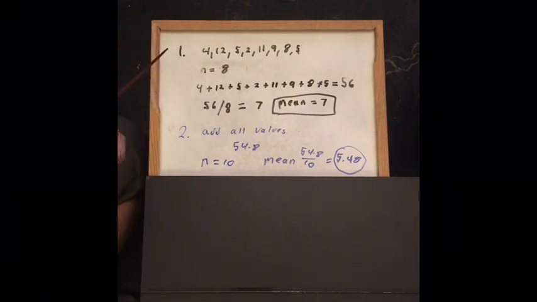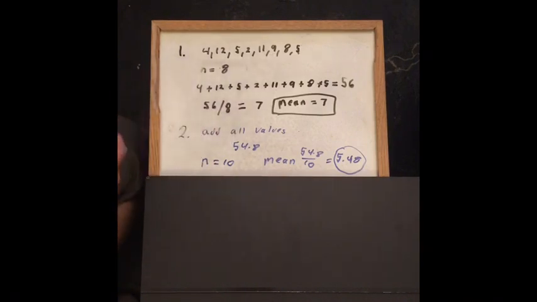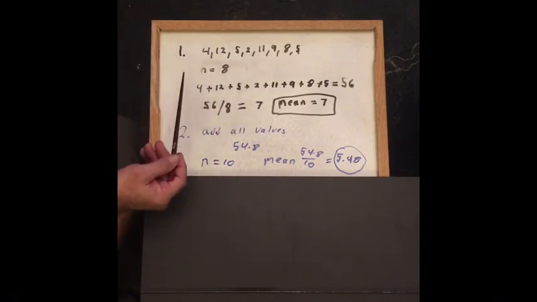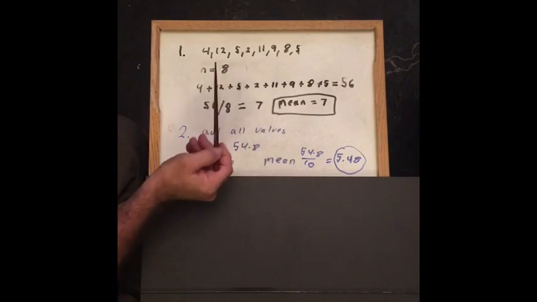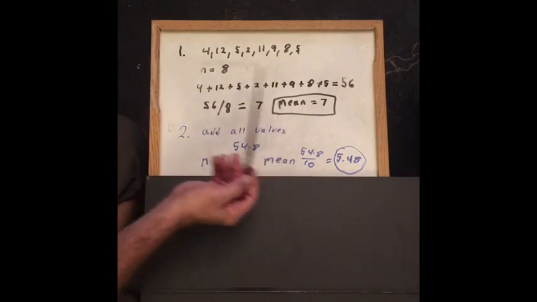For problems 1 and 2, we're just going to add all the values and of course divide by the number of data points. I did that here. I got 56 and the number of data points is 8. 56 divided by 8 is 7, and the mean is 7.